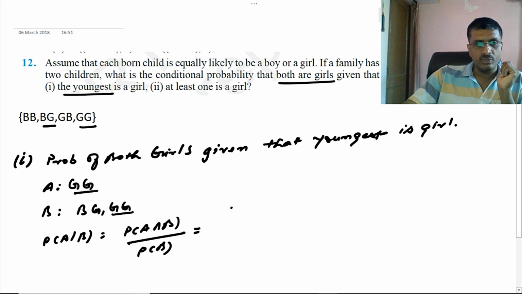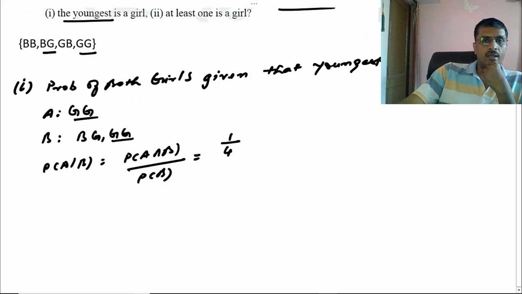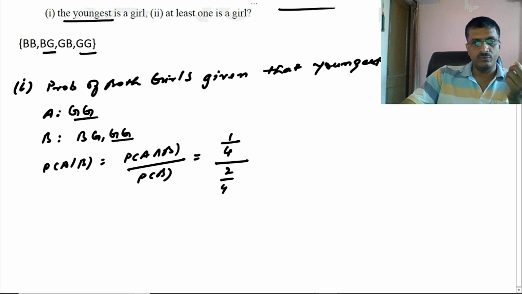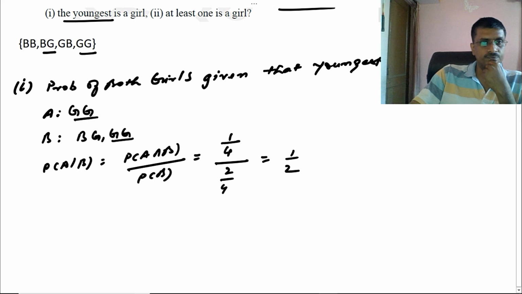So probability for that would be 1 upon 4. Remember, there were 4 elements in the sample space, and while using the formula, we consider the entire sample space as a whole, right? And that's the answer. Now, probability of B: there are 2 elements here among a total of 4. So probability for that part would be 2 upon 4. Finally, the result is 1 upon 2.